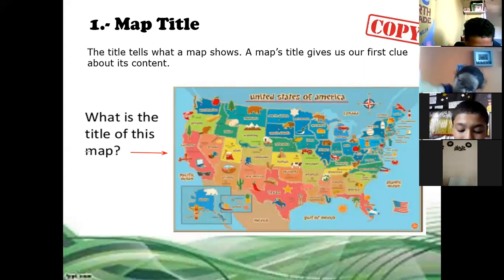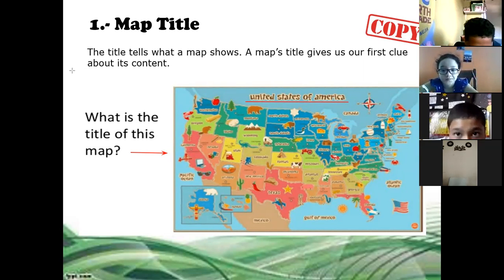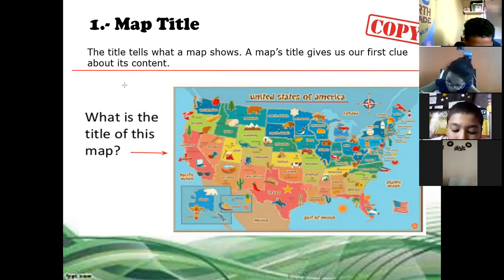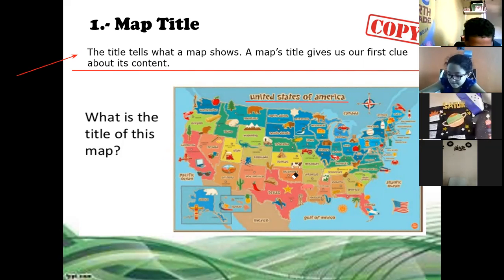No, you're going to copy the information that is here on top. That's what I want. This information on top is the one that I want in your notebook. So the first part, map title. The title tells what a map shows.